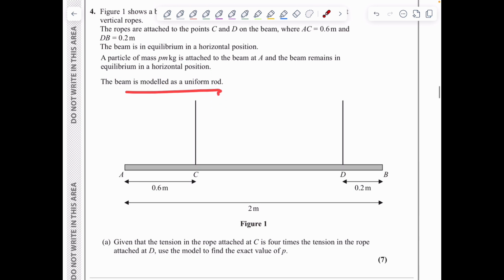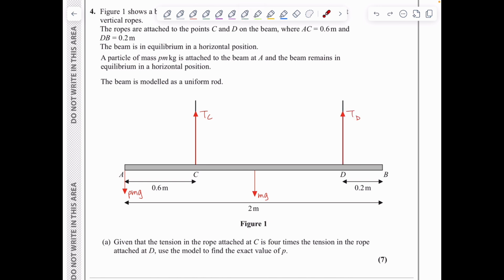We need to use the fact that the tension in the rope at C is 4 times the tension in the rope at D to find the exact value of p. So I will start by adding all the forces on my diagram and all the distances. We've got the weight of pmg at A. This is the particle that was attached at A. We've got the weight of mg at the middle because we are modeling the beam as a uniform rod, which means that the center of mass is at the midpoint. And we've got tension at C and tension at D.